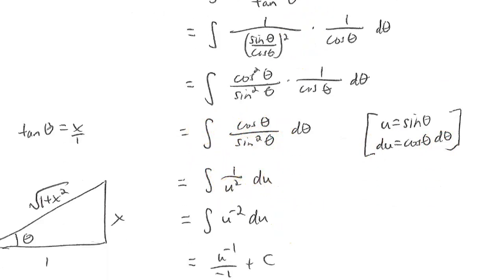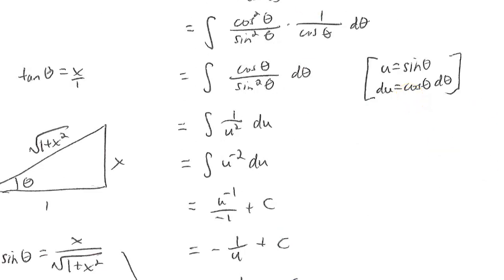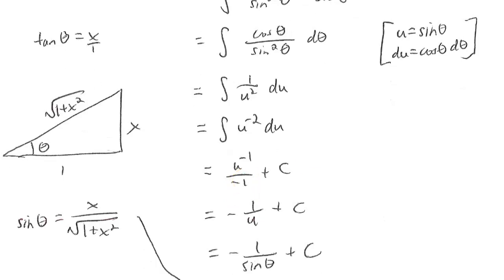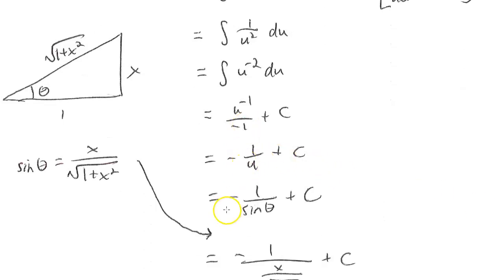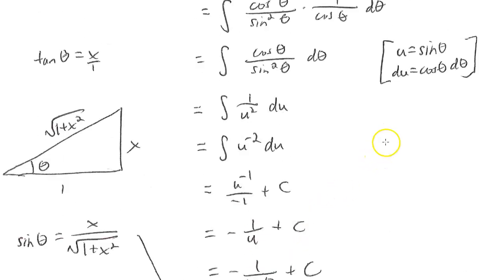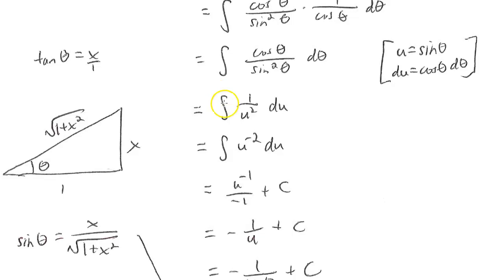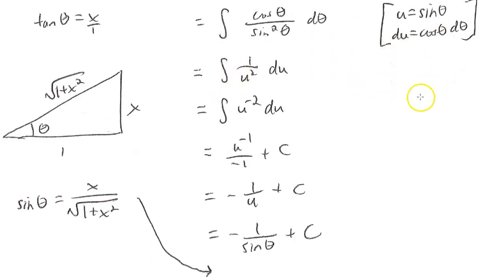Well, we rewrite 1 over u squared as u to the negative 2. And the integral of u to the negative 2 would be u to the negative 1 over negative 1, which is the same thing as negative 1 over u. And that's negative 1 over sine theta, because that's what the u was. Notice we had to do a trig substitution, and then we did a u substitution. But we're back to minus 1 over sine theta.